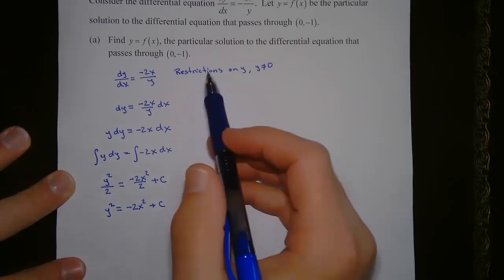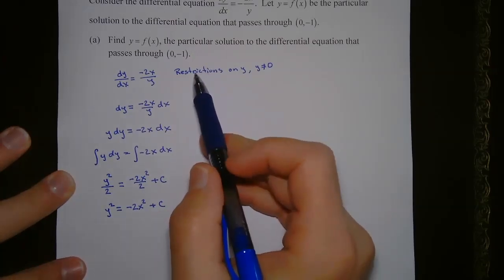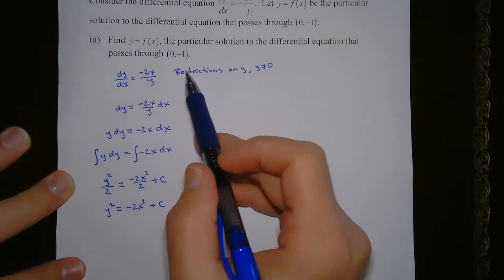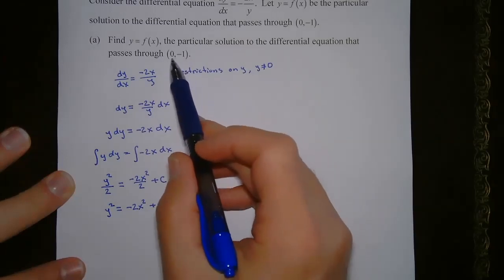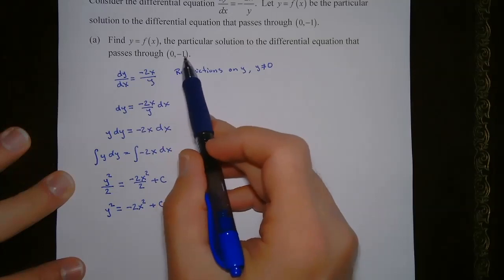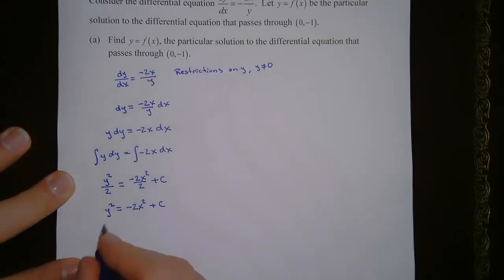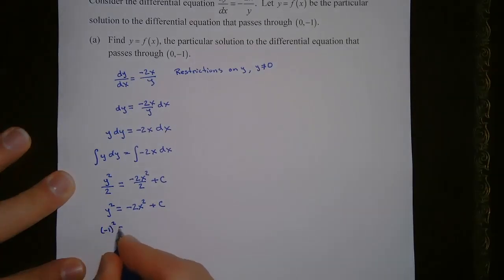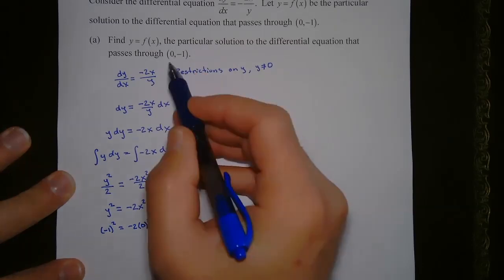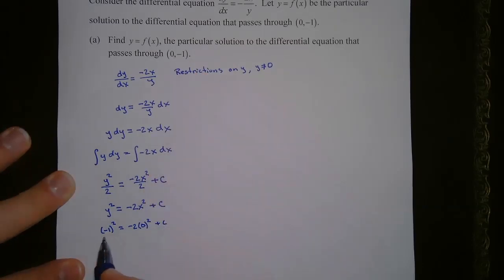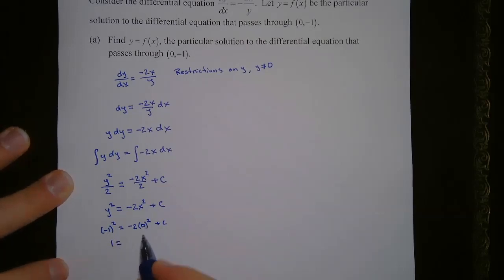Now, the initial conditions were written a little bit differently than last time. Last time it said x equals and y equals, right? But this is saying the same thing, because x is equal to 0 and y is equal to negative 1. So for this y, I'm going to put in negative 1. So negative 1 squared is equal to negative 2 times 0 squared, because our x is 0, plus c. This would be 1 is equal to, well, 0 squared is 0 times negative 2 is 0. So this right-hand side just becomes c. So c is equal to 1.